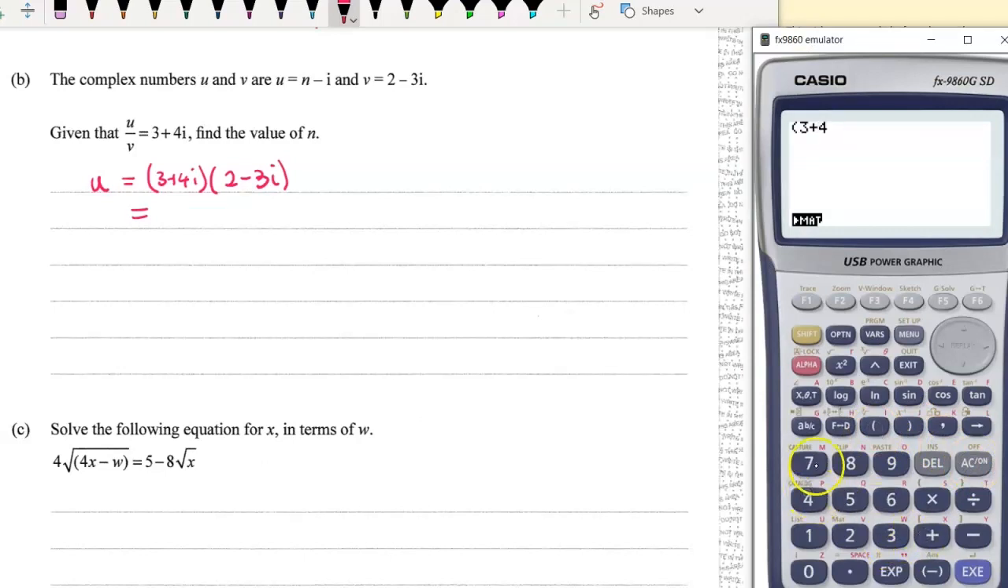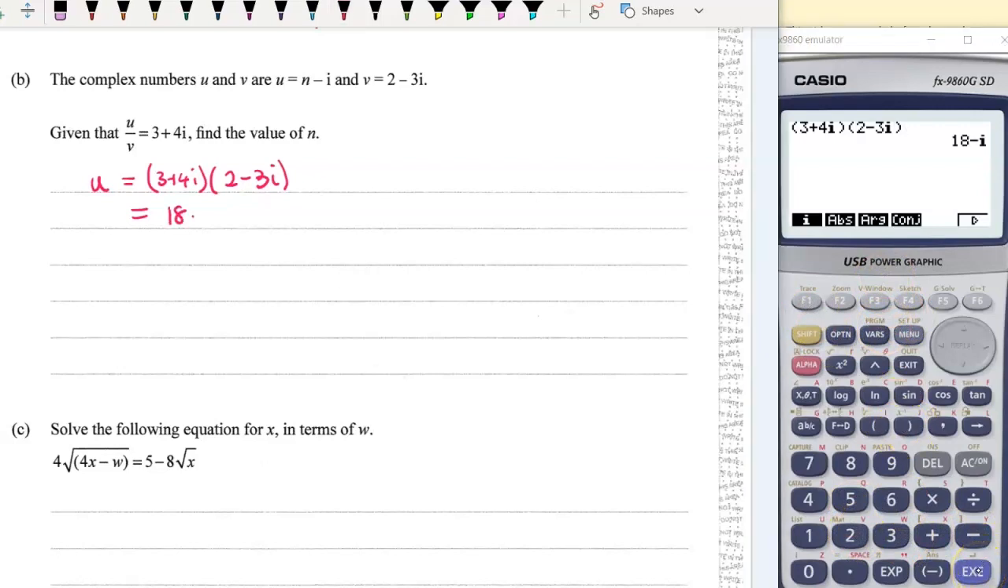So 3 plus 4i times 2 minus 3i is 18 minus i. Now match that up to what we were told u was. u is n minus i, so the n is in the same position as the 18, so n equals 18.